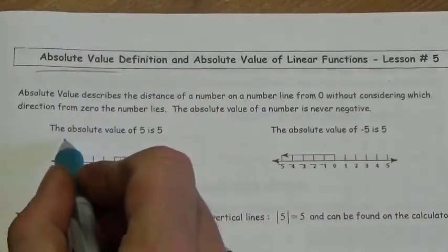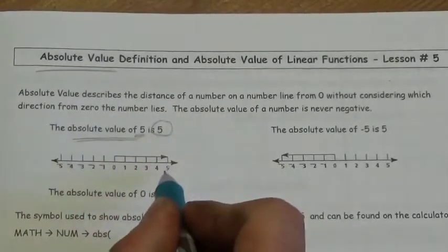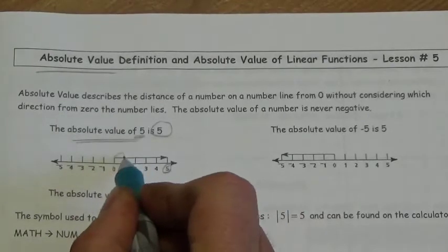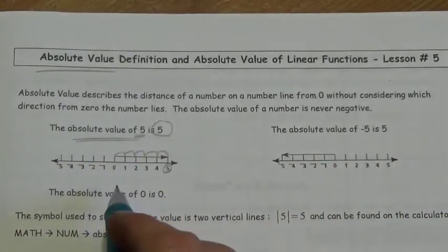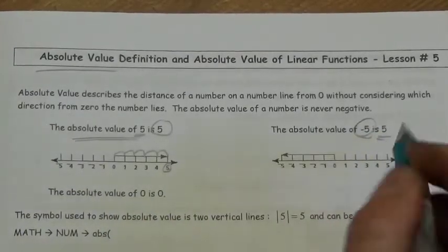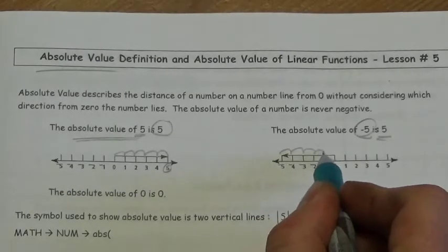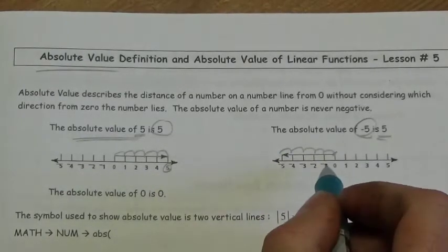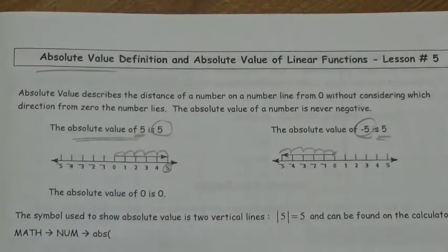So for example, when we ask for the absolute value of 5, the answer is 5 because the number 5 here is 1, 2, 3, 4, 5 units away from the origin, from 0. But just like that, the absolute value of -5 is also 5 because -5 is also 5 units away, 1, 2, 3, 4, 5 from the origin. And that really is the best definition of the absolute value.